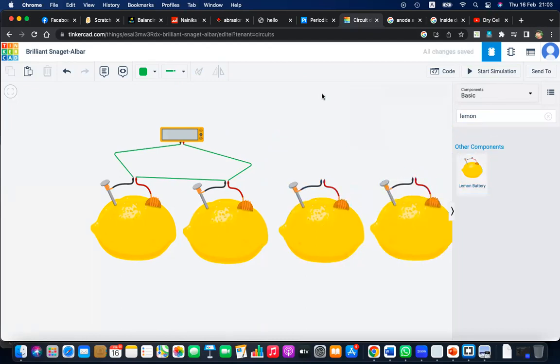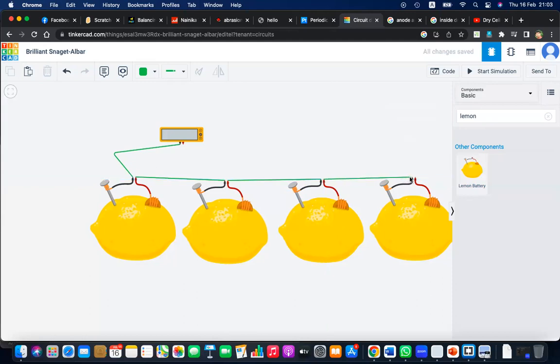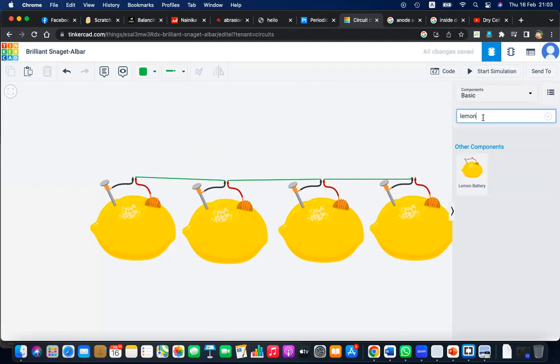Now there are 4 lemon batteries. Let's connect this positive to negative. This positive is also to the negative. And now try to measure the voltage. Okay, now it indicates 2.08 voltage. Now it should work. Let's give a try.